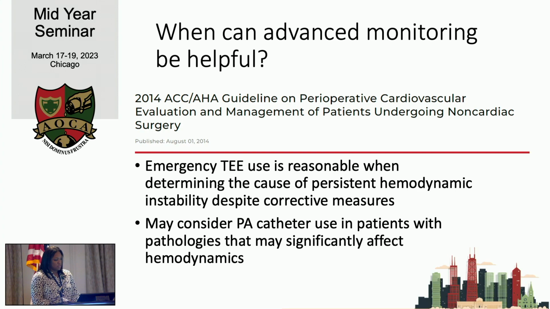In 2014, the American College of Cardiology, along with the American Heart Association, developed guidelines outlining perioperative cardiovascular evaluation and management of patients undergoing non-cardiac surgery. In those guidelines, they outlined that emergency TEE use is reasonable when determining the cause of persistent hemodynamic instability despite corrective measures. That may be a good time to call in a cardiac anesthesiologist just for their input. And also with advanced monitoring, for example, you may consider a pulmonary artery catheter in patients with pathologies that can significantly affect hemodynamics.